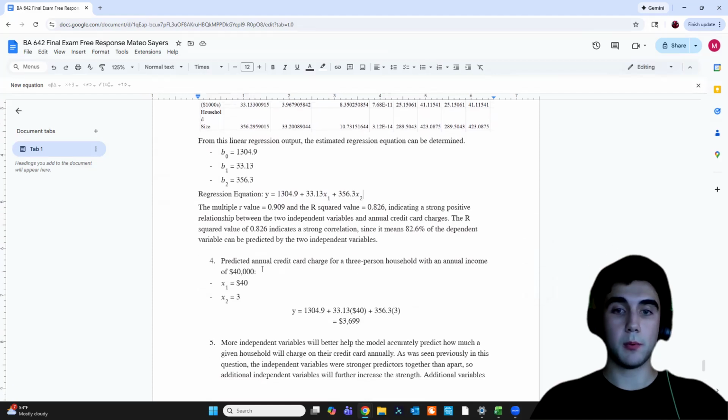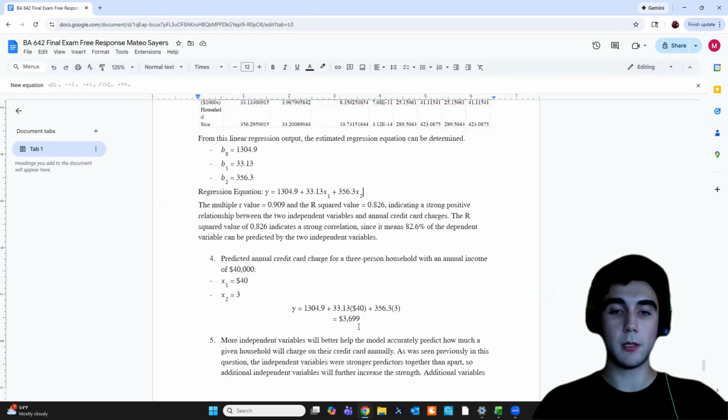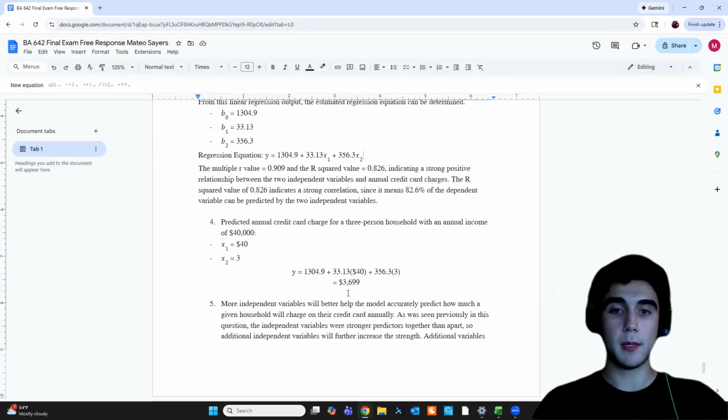And from here, we can predict for a three-person household with an annual income of $40,000 that they're going to spend about $3,699 annually on their credit card. That's how much they're going to charge to their credit card annually.